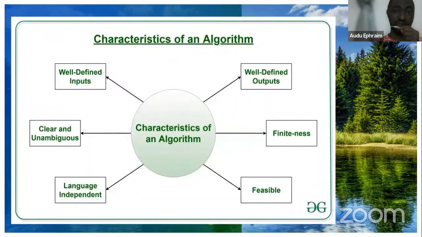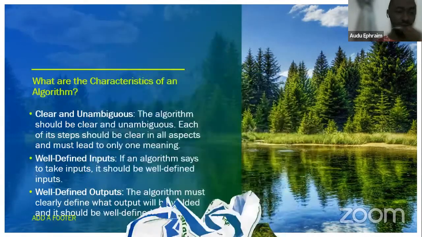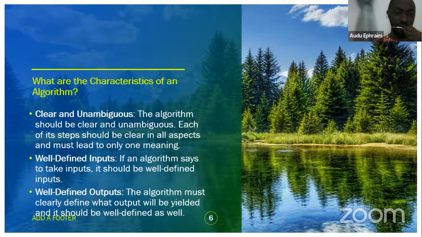So these are just characteristics of algorithms. They have to have well-defined inputs, be clear and unambiguous, language independent, feasible, finite, and have well-defined output. When we say clear and unambiguous, each of the algorithm's steps should be clear in all aspects and must lead to only one meaning. That is, each step you implement in your algorithm has to be well-defined and has to lead to the next step. You can't just jump in with rubbish and call it your algorithm. It has to be clear and defined, with well-defined input and well-defined output. That is, your input and output have to be well-defined.